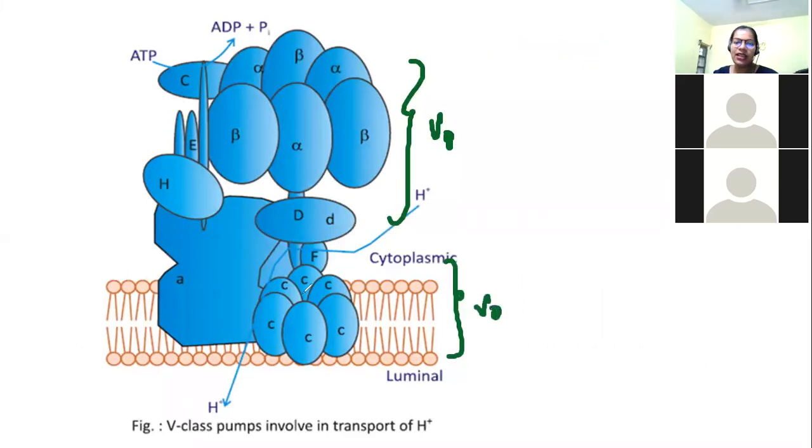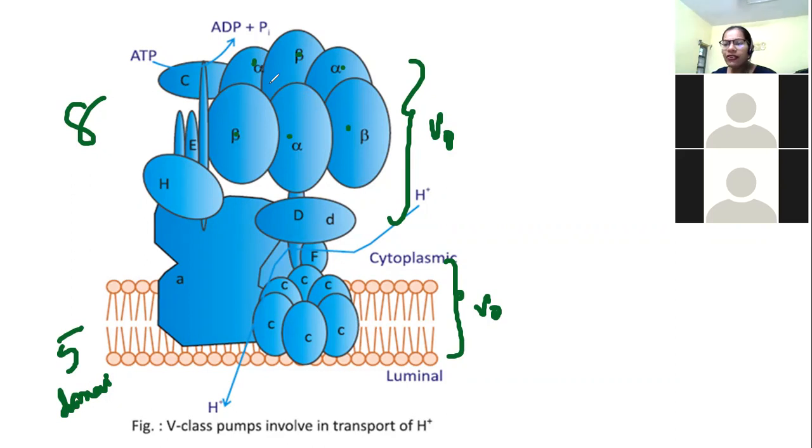So how many subunits are here? Around 5 domains are there, and here 8 domains are there. Can you see the structure over here? Again, alpha, beta, alpha, beta, alpha, beta is there, right? It is similar to your F class pump.